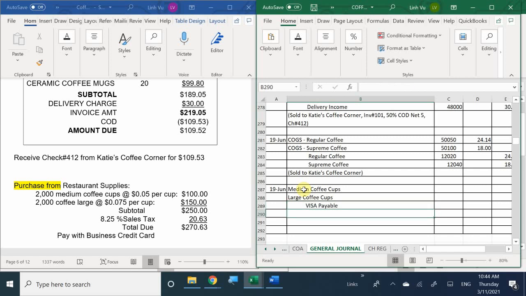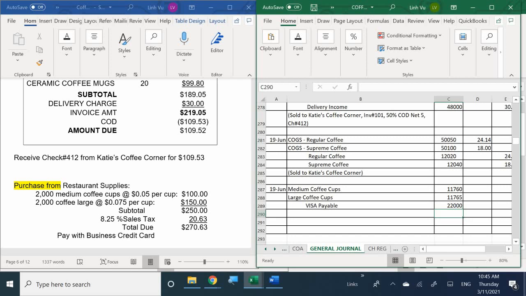So now, what are my account numbers? What was the medium coffee cups? 11760, 11765. Yep. And then the Visa payable. 22,000. Good. Now, in this case, I told you what the sales price is.